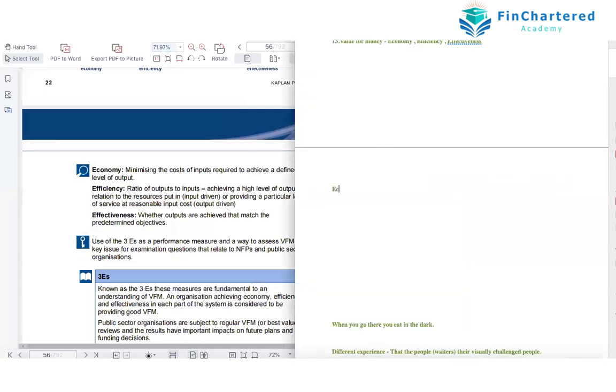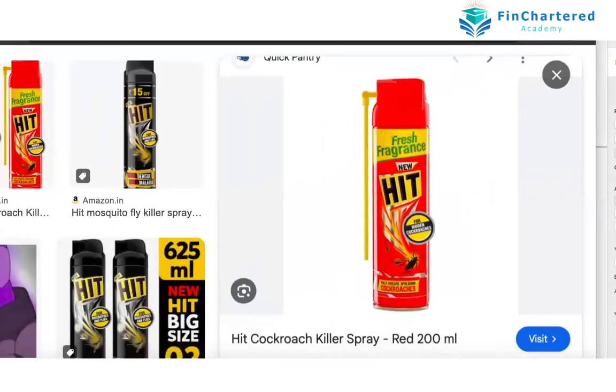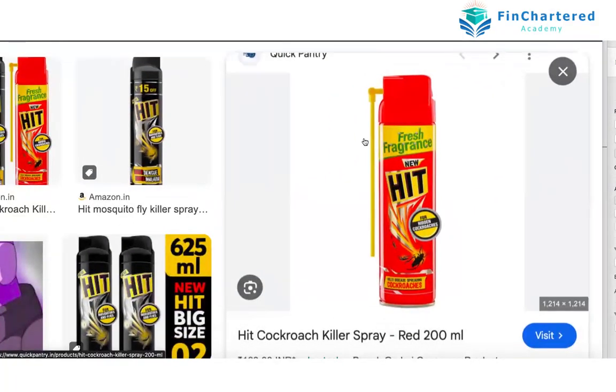Economy is minimized cost. When will you say something is economical? When you minimized the cost. That is when something is economical. So again, coming back to this Hit, you will say it is economical when you get it at a minimal cost, minimized cost. Don't use the word cheap. It's just a fair minimized cost, lower cost, yes. That is economy.